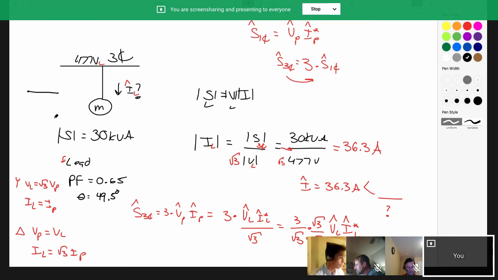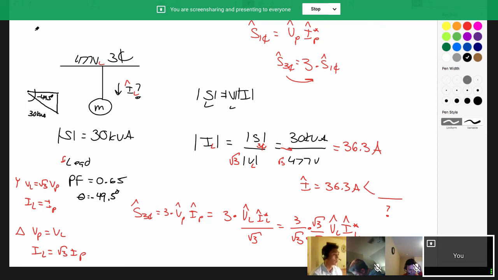Negative Q, okay. So then that automatically tells us, it's a good way to remember, that our angle has to be negative. Perfect. So we've got negative 49.5 degrees, 30 kVA.